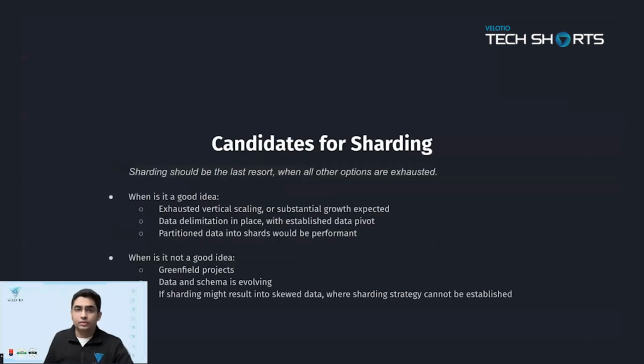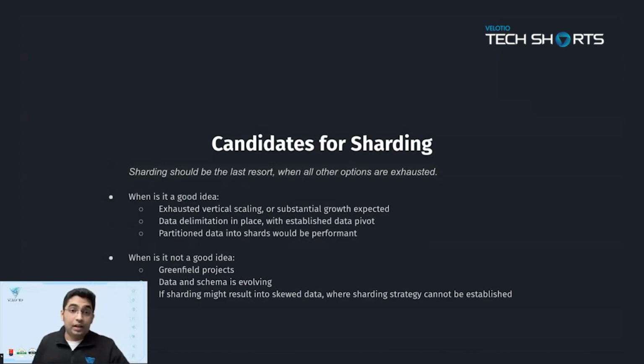Now, what are the candidates for sharding? Before diving into that, let's understand that sharding should be the last resort when all other options are exhausted. That being said, when is it a good idea? When we have exhausted vertical scaling, and different techniques like normalization, caching, and replication, or if we expect substantial growth in the near future.